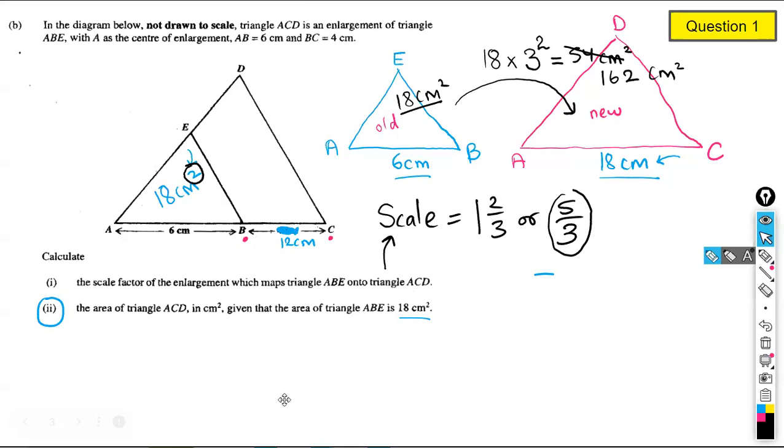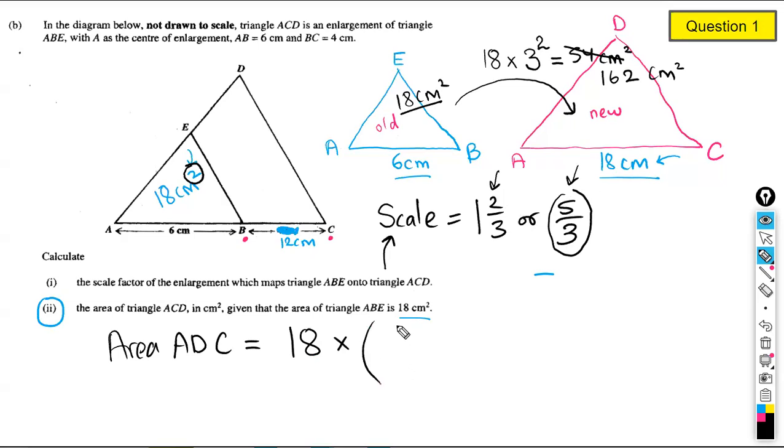All right, so let me work this out. I just want to show you how I would actually write it in the exam. Remember, to get the new area, so the area of ADC, you have to take the old area and multiply by the scale factor. Now, for the scale factor, I'm going to use the improper fraction because it's easier to square an improper fraction. You notice I have it like this, right?